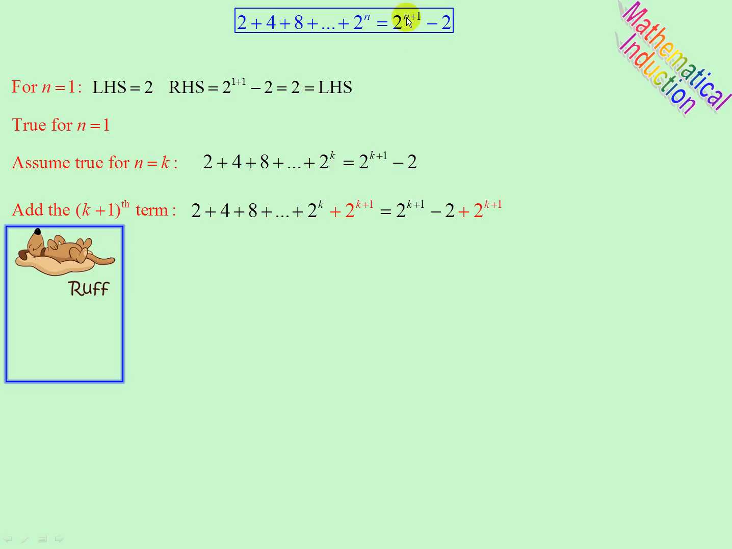That with k plus 1 instead of n. There we are. 2 to the n plus 1, so 2 to the k plus 1 plus 1 minus 2, which is 2 to the k plus 2 minus 2. Now if you have a look at this, you have apple plus apple plus apple. What does apple plus apple give you? I'll take you back to grade 7. Apple plus apple gives you 2 apples.